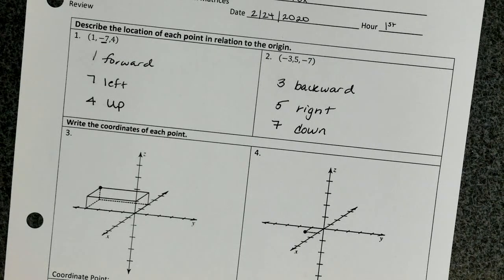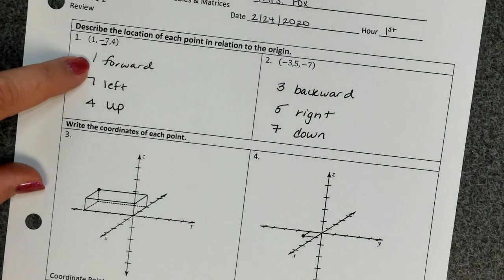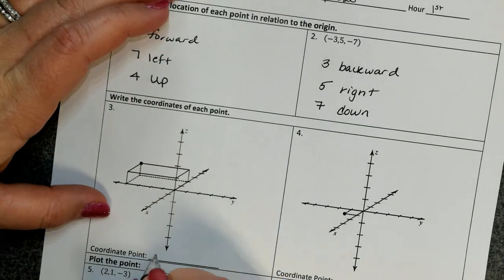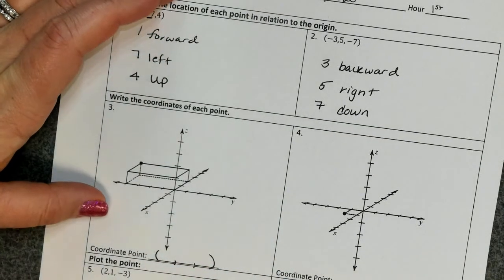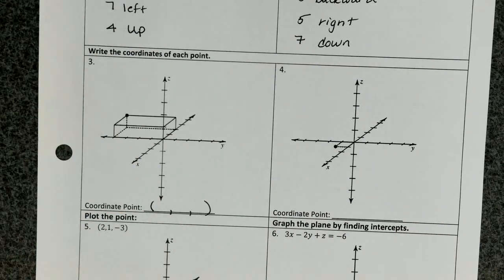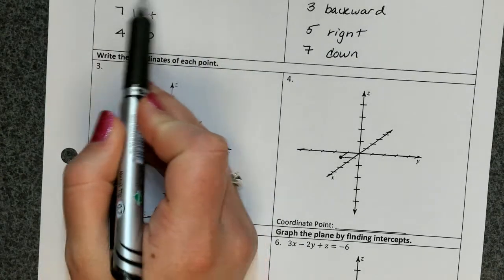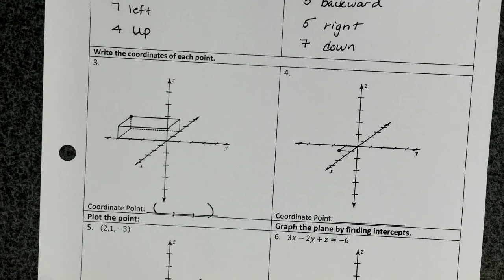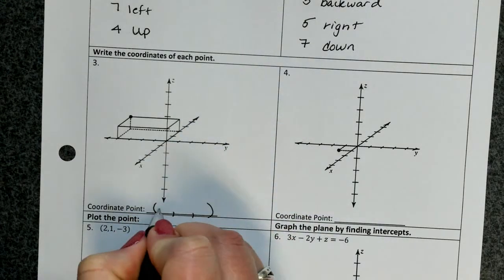All right, so for numbers 3 and 4, it says to write the coordinates of each point. That means we have to figure out, okay, how does it move and come up with the actual point. So our coordinate point, remember coordinate points are an ordered triple. There are 3 parts to it, an X, a Y, and a Z here. Okay, so number 10. Does this one go forward? Because remember, the first way we look at it is forward or back. What is it? Backward 2, so it's -2 for the X.